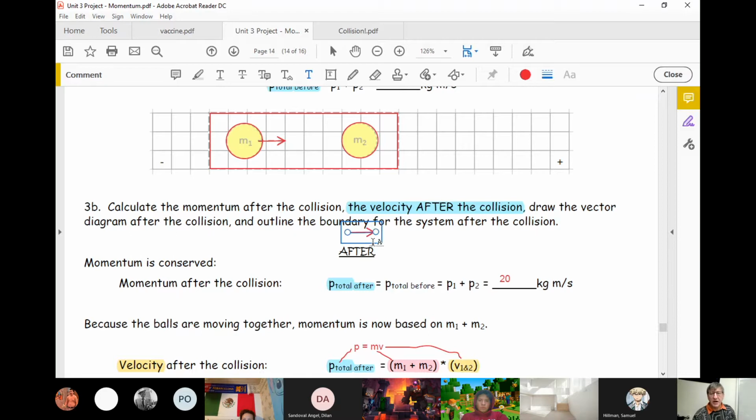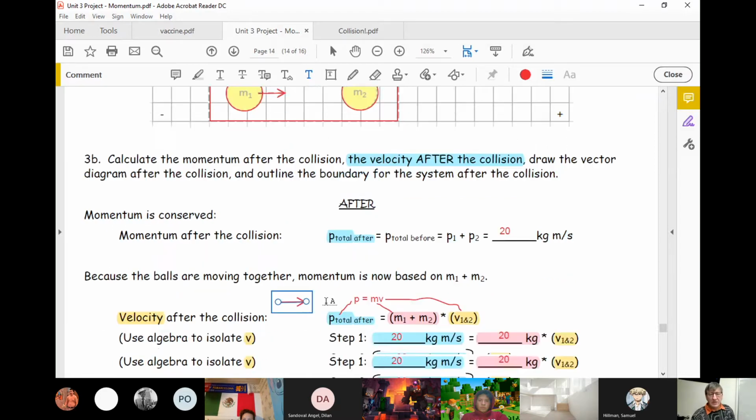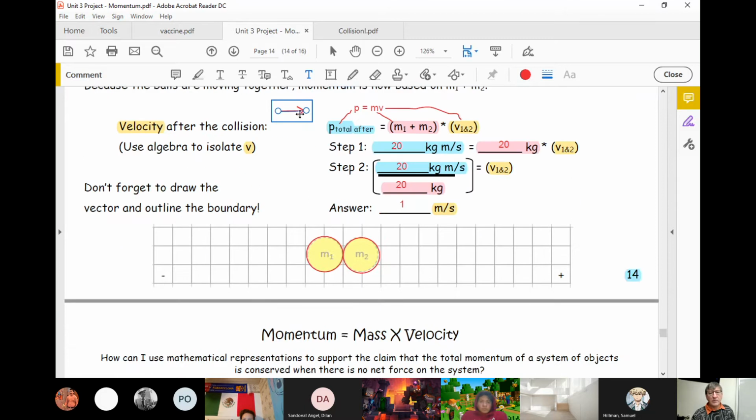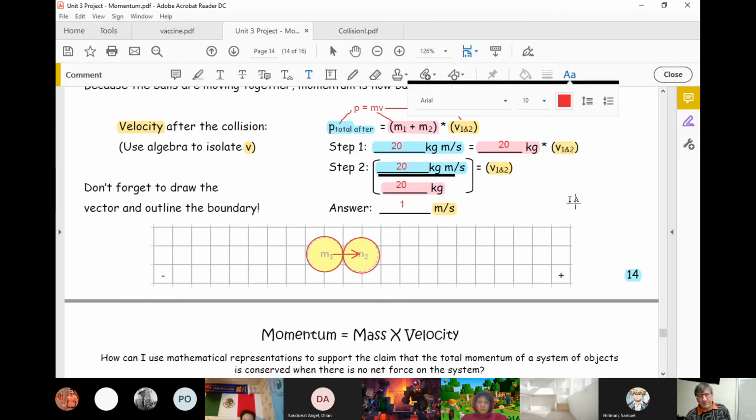So once again, I'm just going to copy and paste. I like to use the keyboard shortcut, Control C copies, Control V pastes. And I'm going to put it right in the middle to show that they're both moving together.